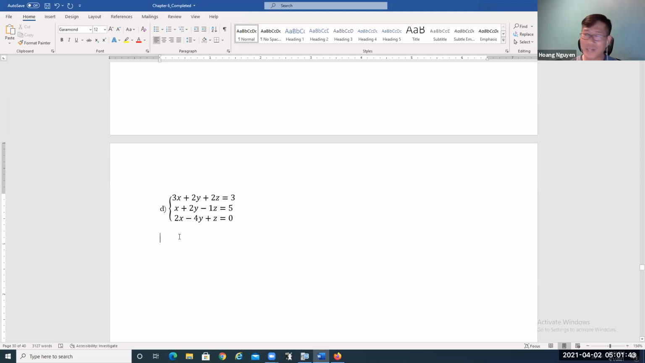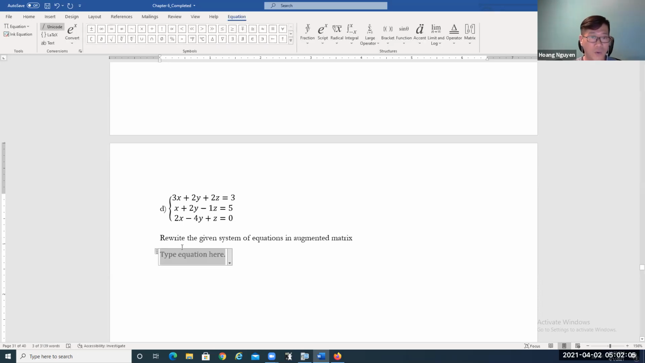Okay. So once again, we need to rewrite as an augmented matrix first. So rewrite the given system of equations in augmented matrix. Okay, so for this matrix, there are 3 rows and 4 columns, right? So 3 rows and 4 columns.